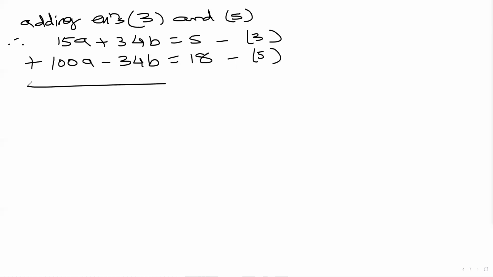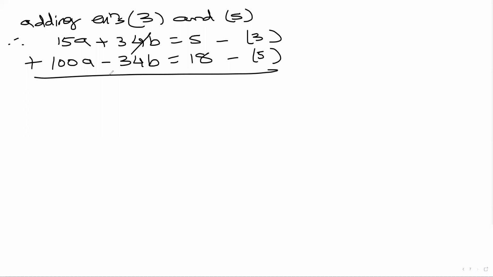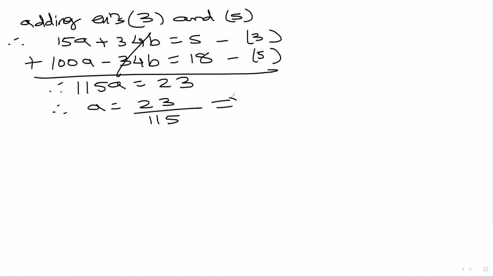Okay. Now, if you add them, this one will get cancelled. So what do you get? 115a is equal to 23. So a will be 23 upon 115. 23 ones are 23, 23 fives are 115. So a will be 1 upon 5.